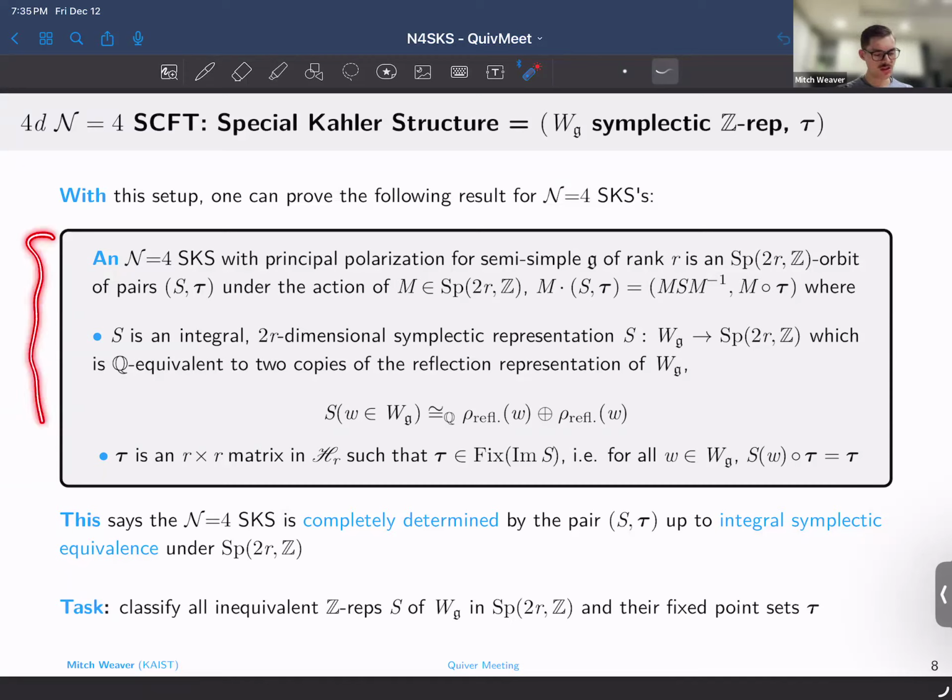Which means that there is a version of this result that also goes through for, say, the N equals 3 SCFTs, many of which, and perhaps all of them, are also of this orbifold type. So therefore, the task before us is to classify all of these Z reps of the Weyl group. And we also want to classify the corresponding fixed point sets, so all of these pairs that define these special Kahler structures.